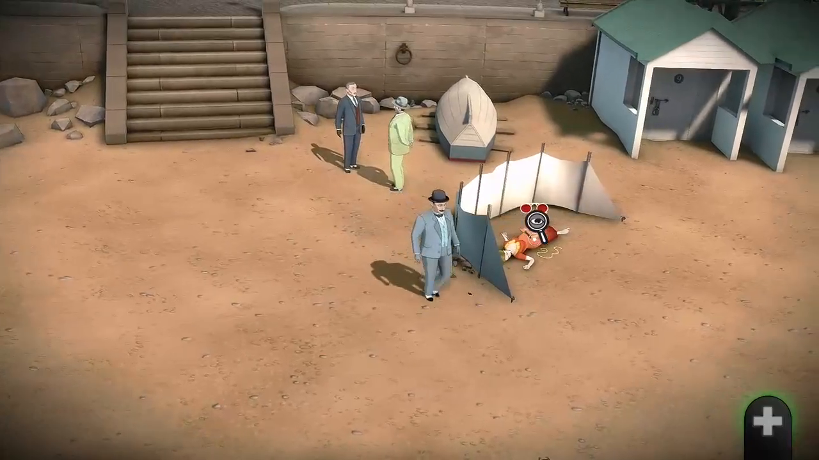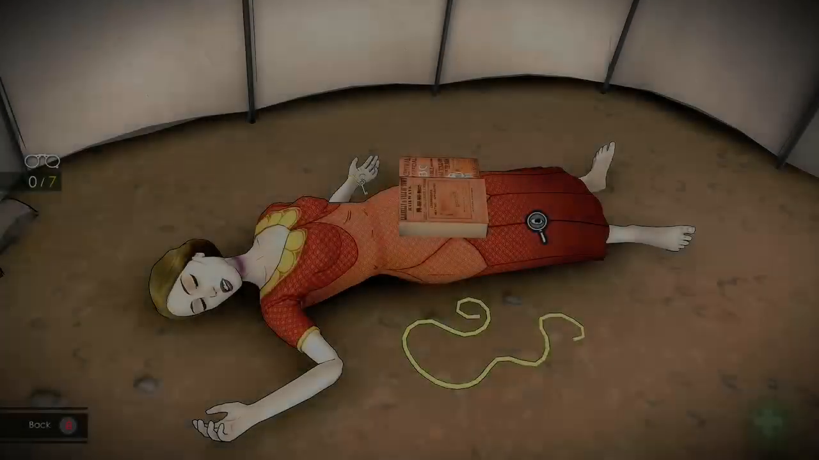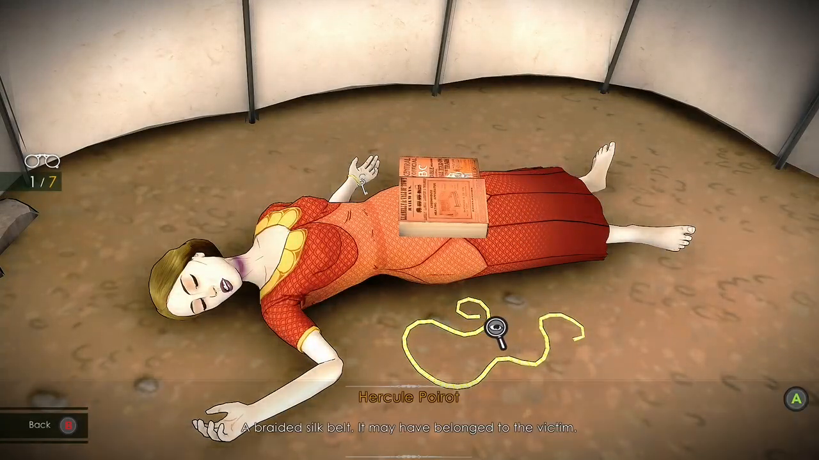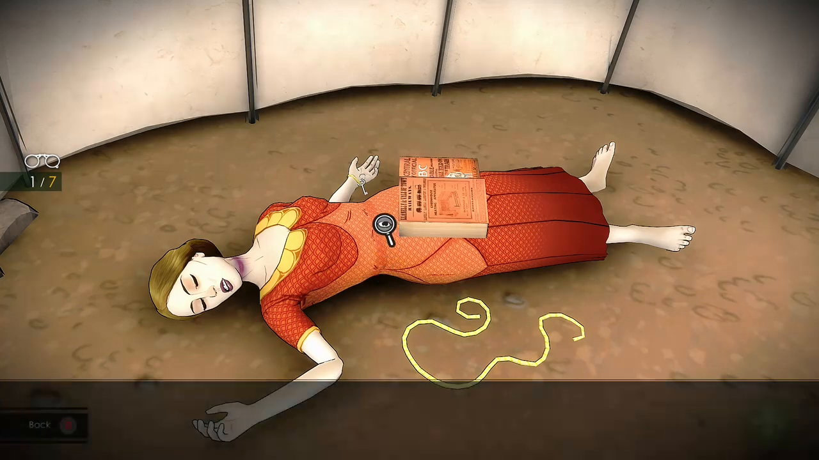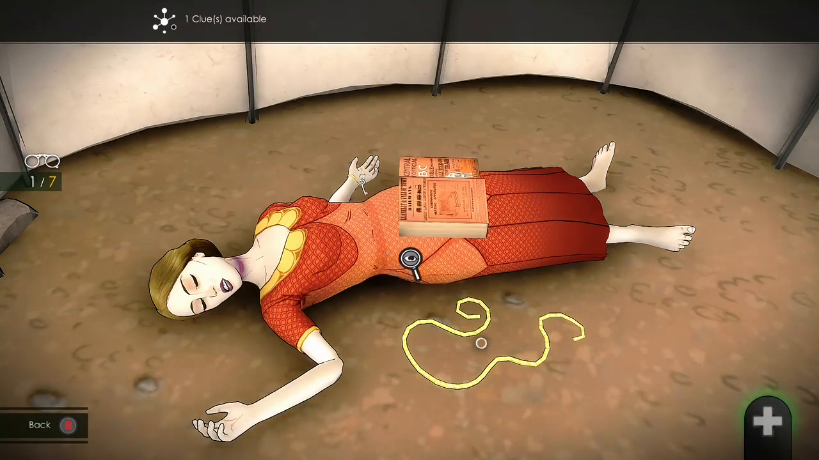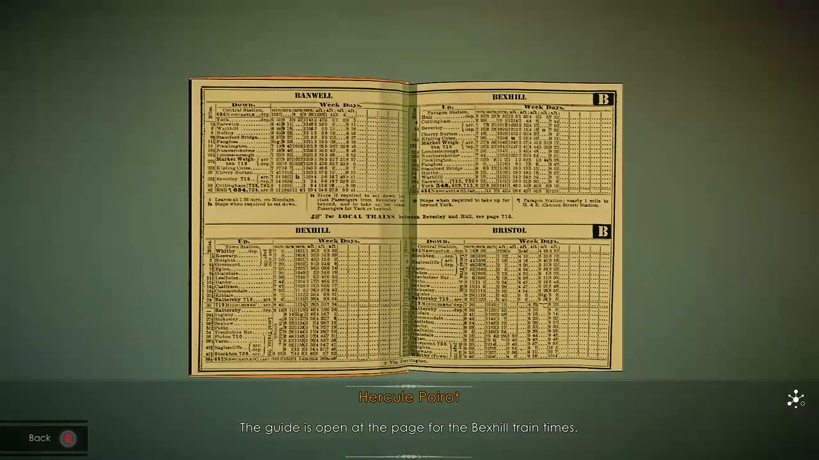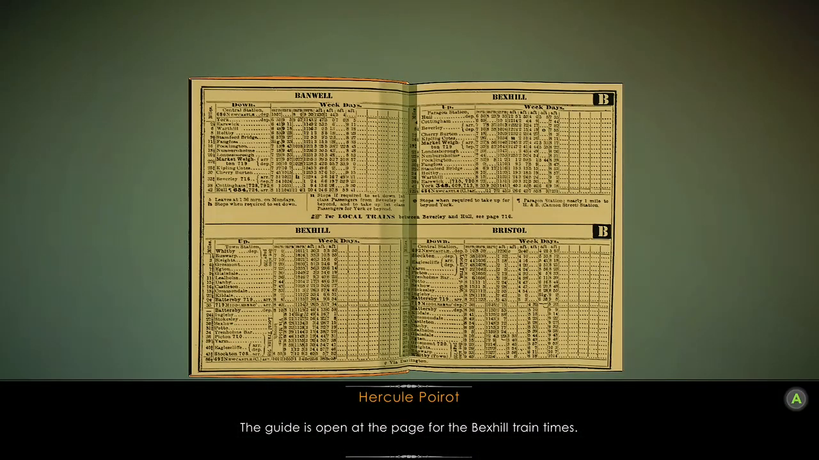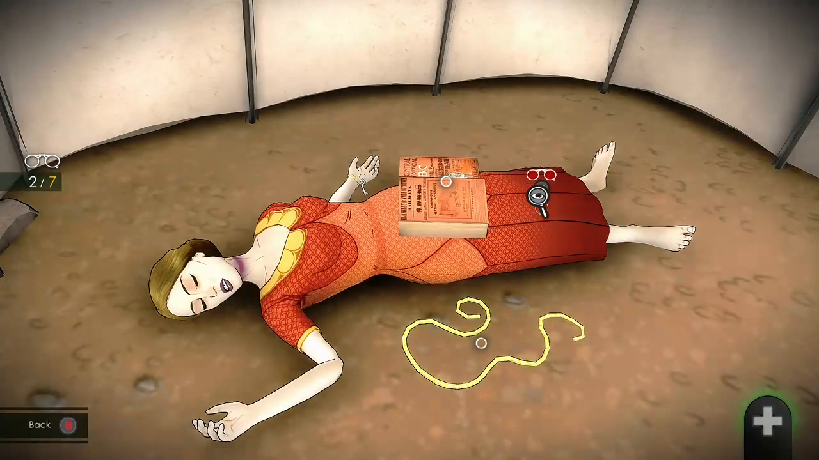Right, let's go investigate. A braided silk belt. It may have belonged to the victim. Well, yeah, because look at the shadow. The guide is open at the page for the Bexhill train times. So he's travelling through the train.